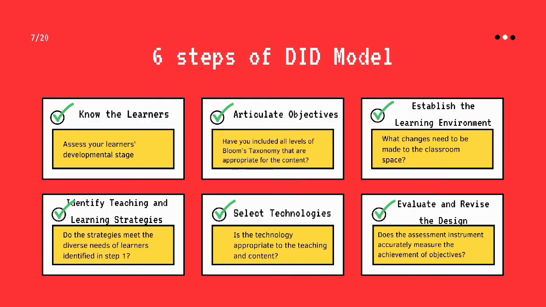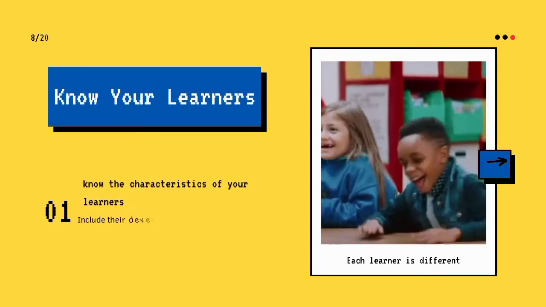The dynamic instructional design model can be carried out effectively when these steps are put into consideration. Know the learners, state learning outcomes, establish learning environment, identify teaching and learning strategies, select technologies, and evaluate and revise the design. First step is to know your learners.